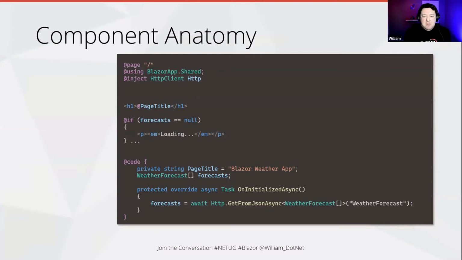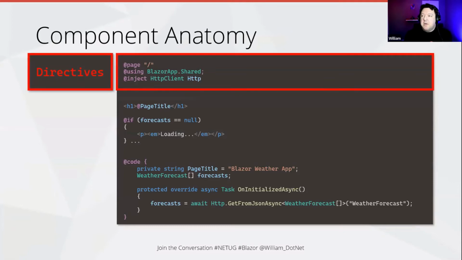Add a component. Looking at a component, we sort of break it down into a few pieces. At the top of each component file are the directives. So we'll cover a few of these, but we start off with, say, adding a page directive. We can add some using statements. We can bring in other code, component libraries or class libraries, reference them in our code in this file, and we can even inject services into a component, like the HTTP client, for instance.